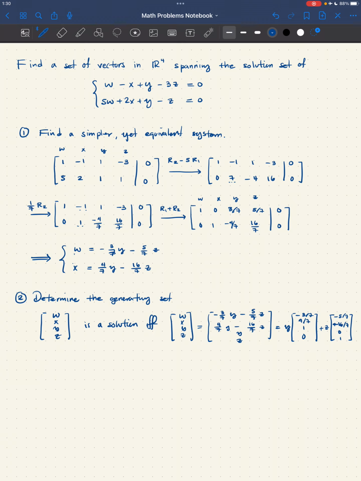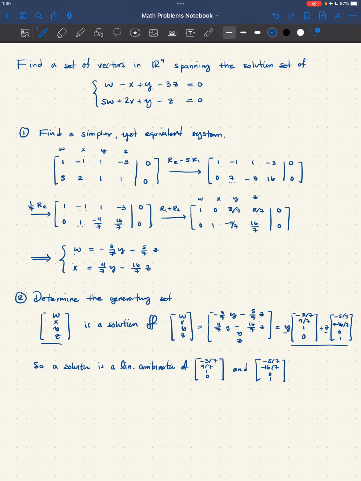But what is this saying? Well, this is saying that no matter what solution we provide, it has this format, for arbitrary y and z. So a solution is a linear combination of these two vectors: negative 3 over 7, 4 over 7, 1, 0, and the vector negative 5 over 7, negative 16 over 7, 0, 1.